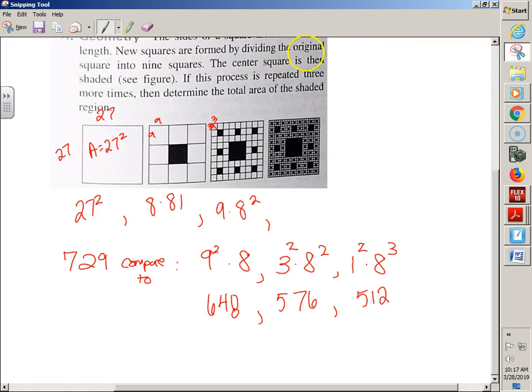New squares are formed by dividing the original square into 9 squares, then shading. If this process, no, they're talking about right here, right? Cutting it and then shading. If this process is repeated 3 more times, so I think there's 1 time, there's 2 times, we just need to go 3 times. Okay, so we have 648 goes to that guy, we have 576 goes to that guy, we have 512 goes to that guy. We need to go 1 more time.